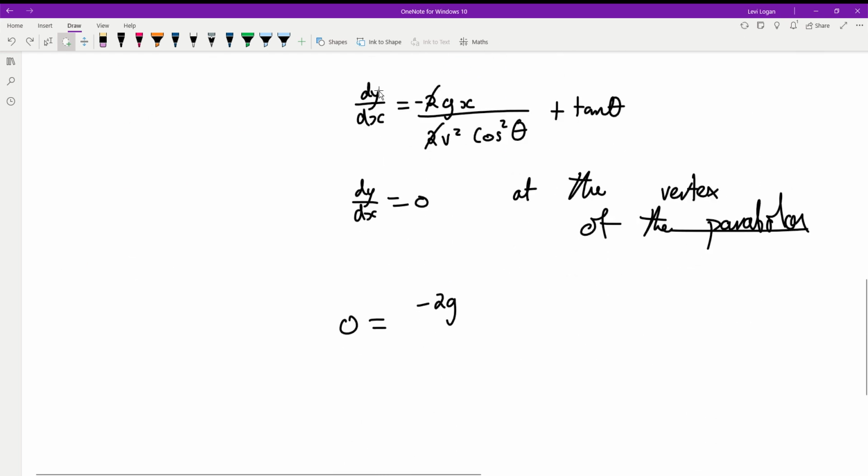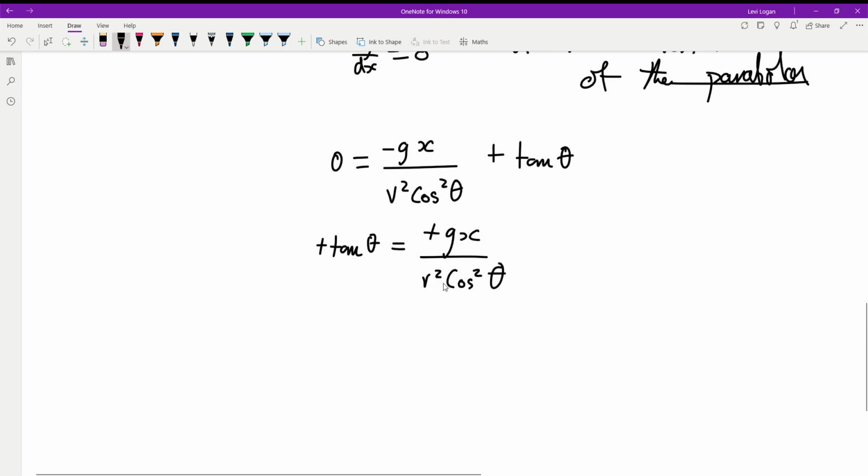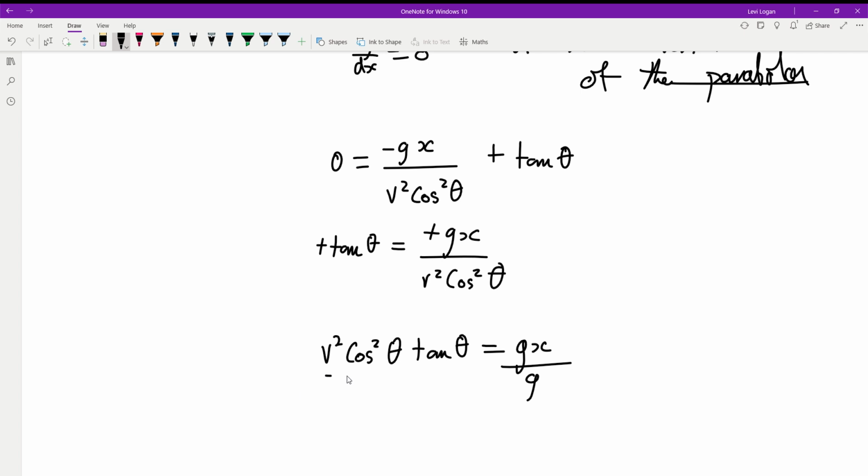Okay. So, with this equation here, let's just write that. So, 0 equals negative gx on v squared cos squared theta plus tan theta. So now we're just going to solve for x. So move the tan theta to the other side, so you get minus tan theta equals negative gx on v squared cos squared theta. You can cancel out those negatives, so it will just be plus on both sides. Multiply both sides by v squared cos squared theta, so you get v squared cos squared theta tan theta equals gx, and then finally divide by g, and then you've got x as the subject.